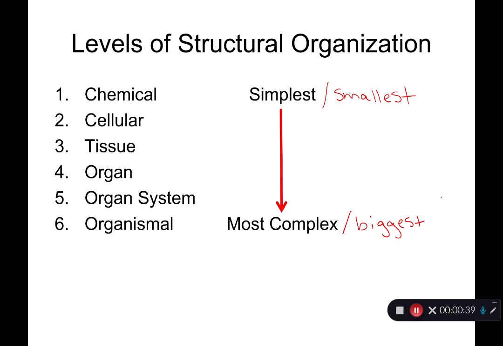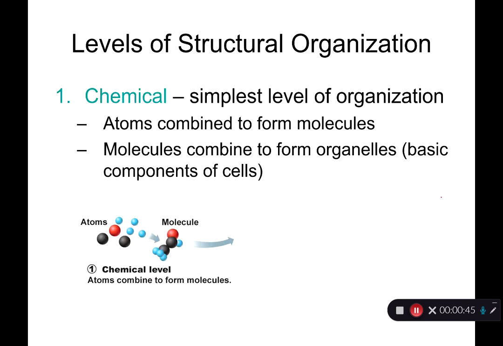So we're going to start at the chemical level and we're going to walk all the way up to the organismal level. Okay, so we're going to start here. We would say the chemical level is the simplest or the smallest level of organization. Atoms are going to combine to form molecules. Molecules combine to form organelles. So I want you to think at the chemical level. In your mind, I want you to think of that periodic table of elements. Okay? That's what we're talking about.